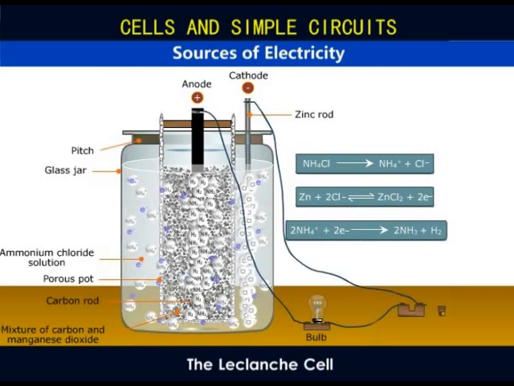If an external copper wire is connected to the electrodes, electrons move from the cathode to the anode, generating electricity. The EMF of the cell is 1.5 volts.